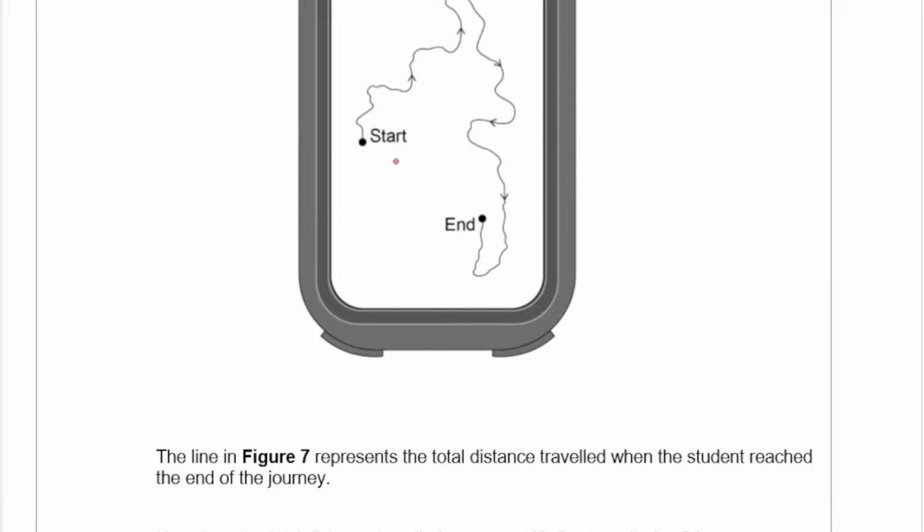Displacement is where, if you draw a straight line, right, from the start to the end, that's your displacement. So that's the displacement. This is actually the distance traveled.